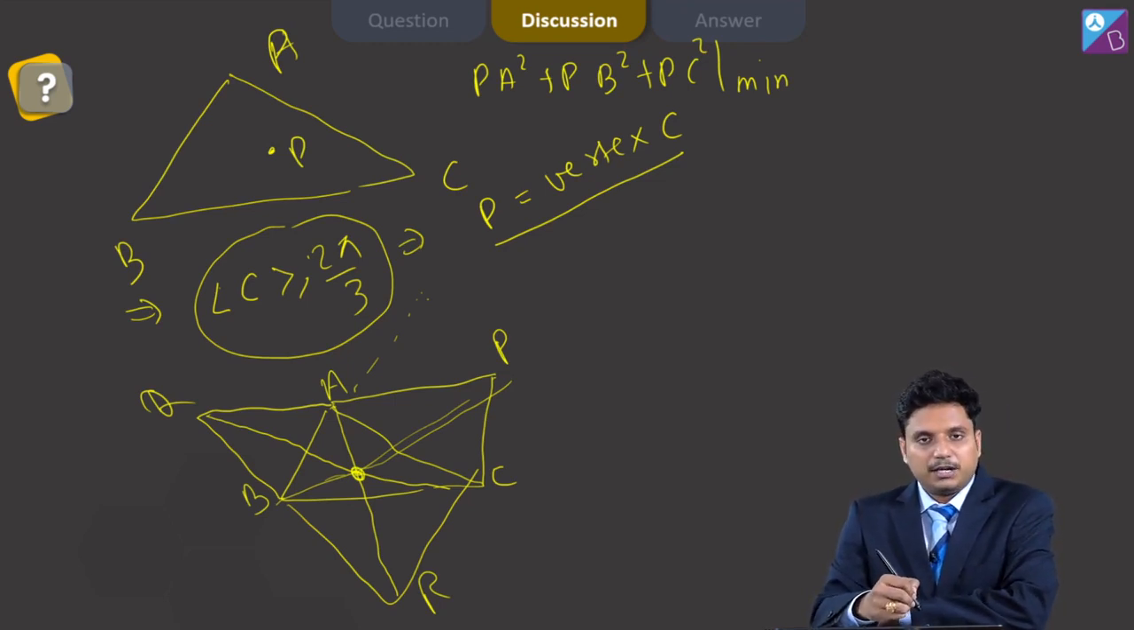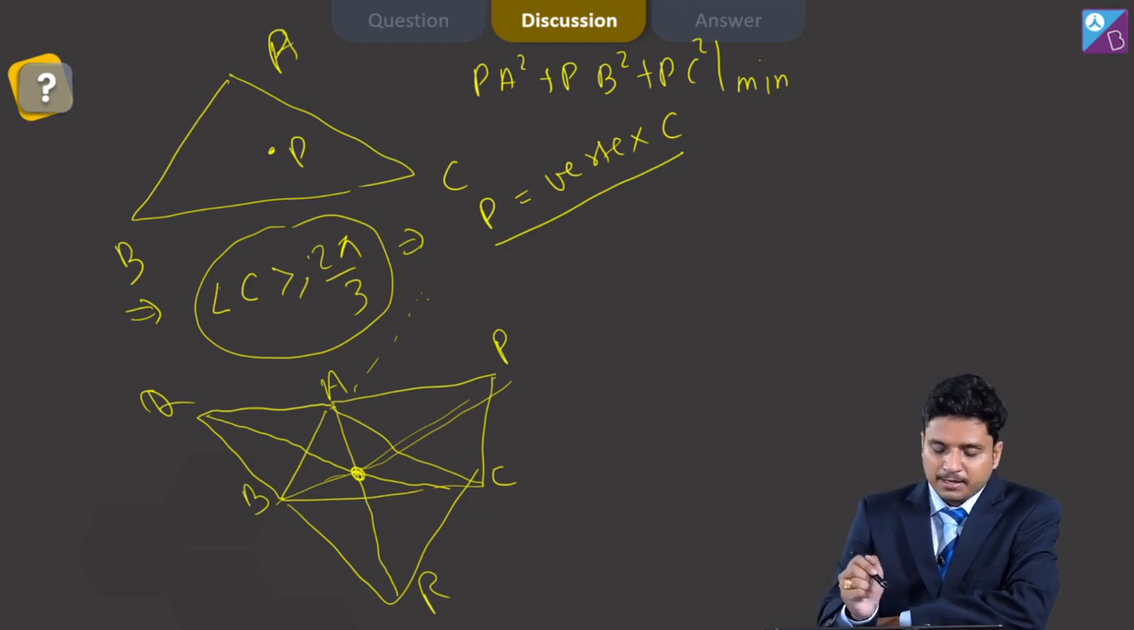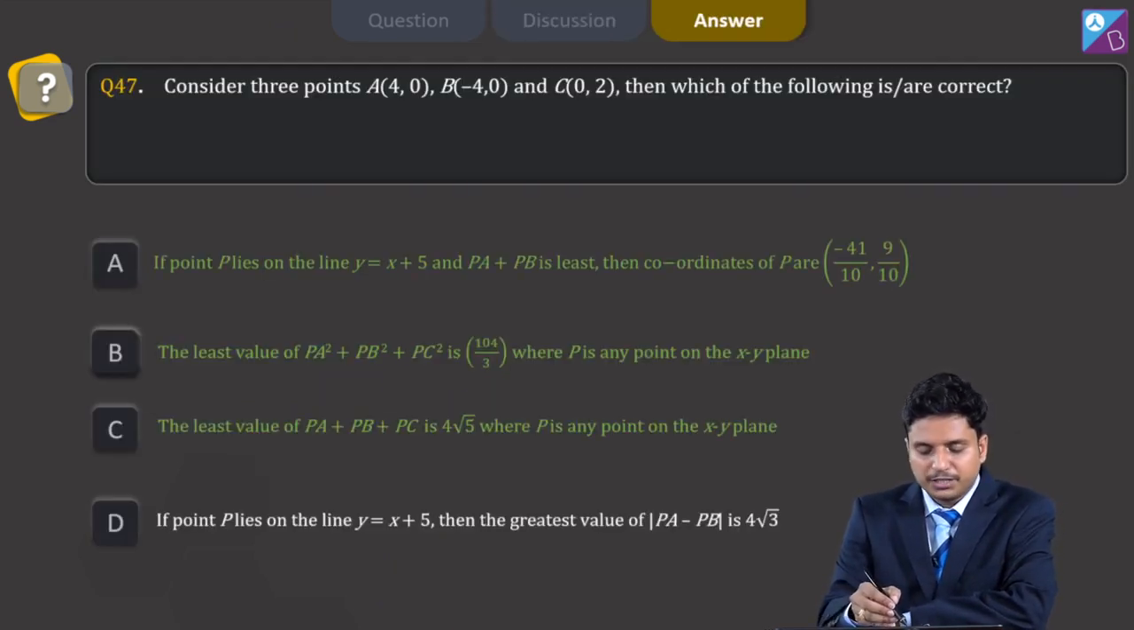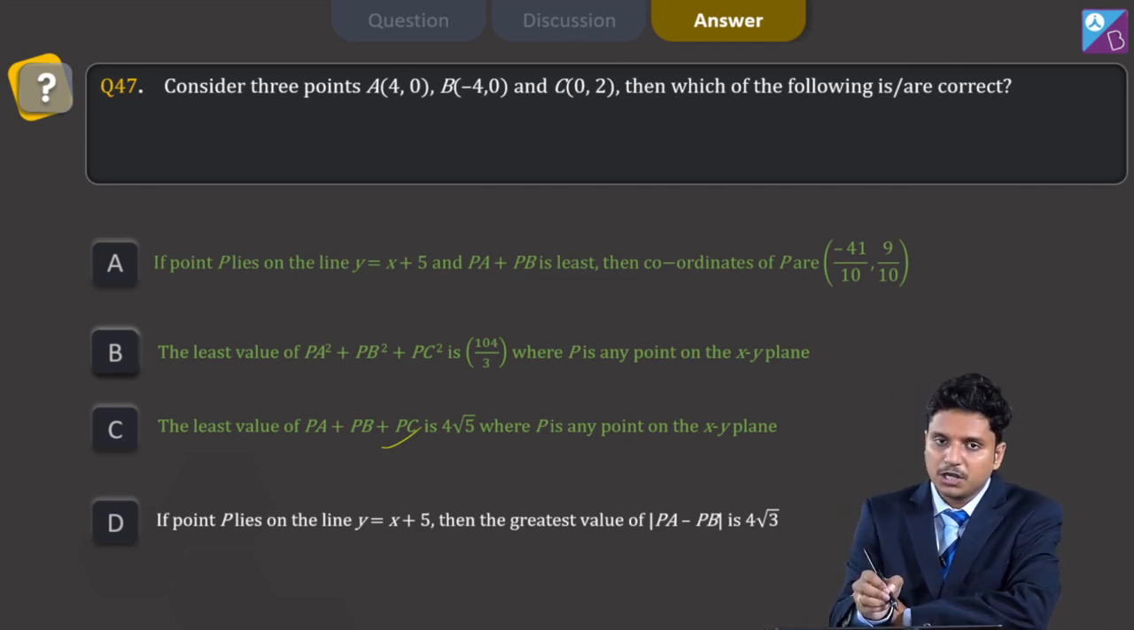So that will be the typical process, but here, as angle C is greater than or equal to 2 pi by 3, that vertex will be our correct answer. So vertex C is the correct choice for point P. Point P is in fact (0, 2), and PC is obviously 0; you can now find PA plus PB. The least value of PA plus PB plus PC is possible when P is vertex C itself, because angle C was greater than or equal to 2 pi by 3.